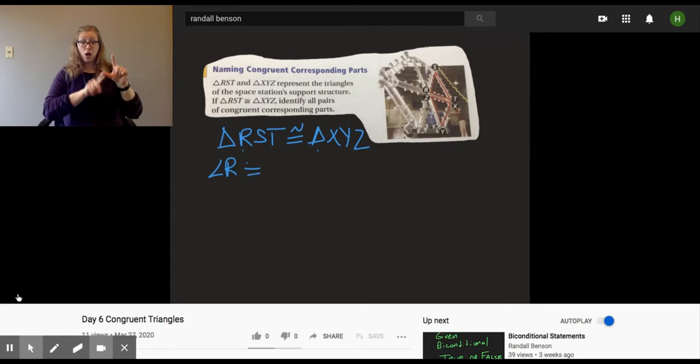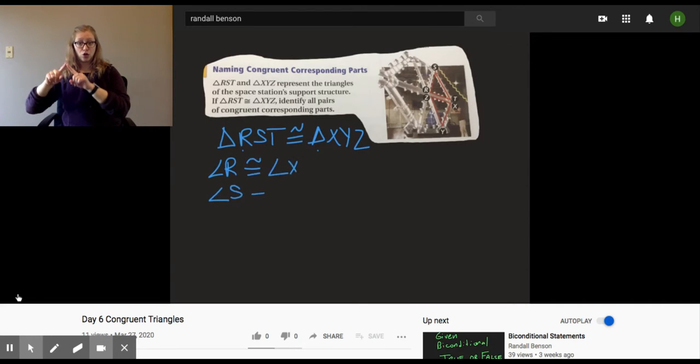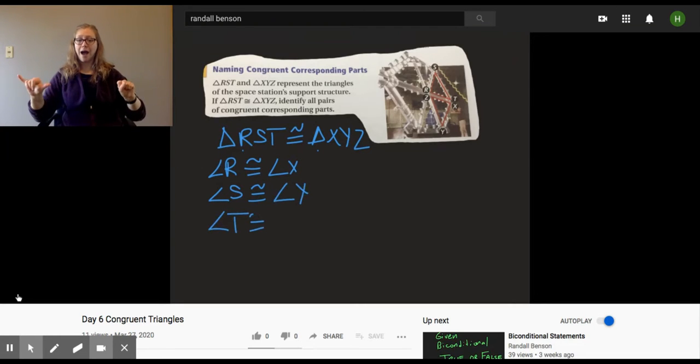So angle R is congruent to angle X, and so forth. The middle one, angle S, is going to be congruent to the middle one, angle Y, and the last one, angle T, is going to be congruent to angle Z. And it's pretty similar for the sides.